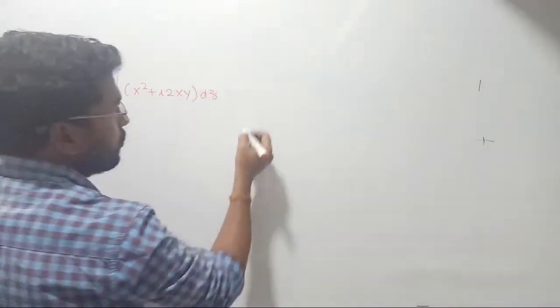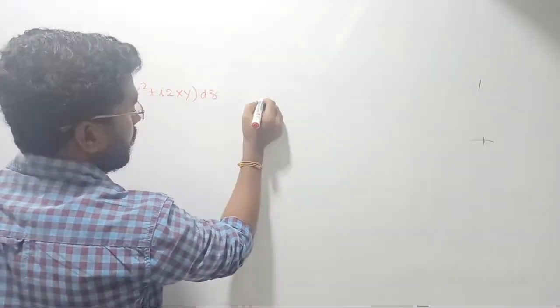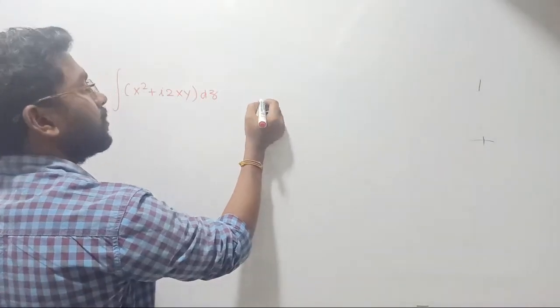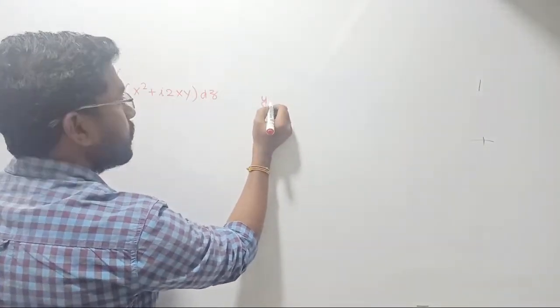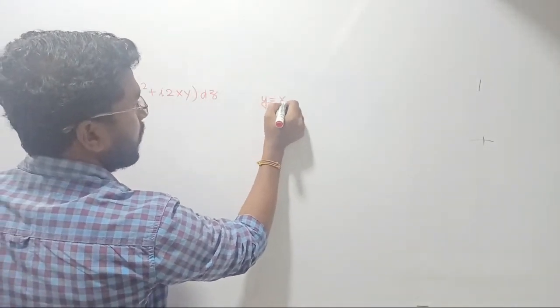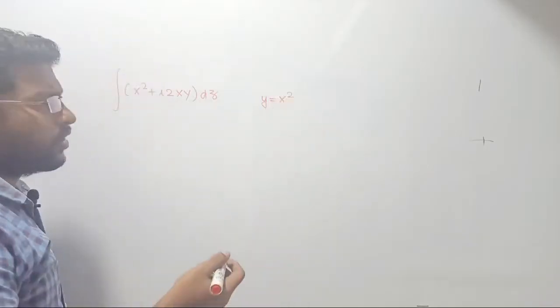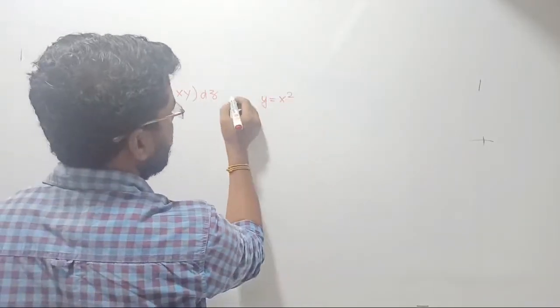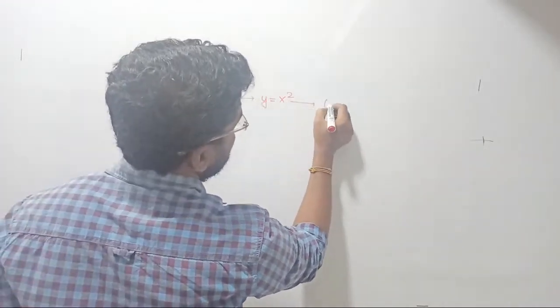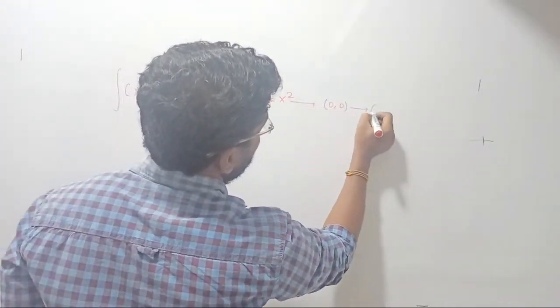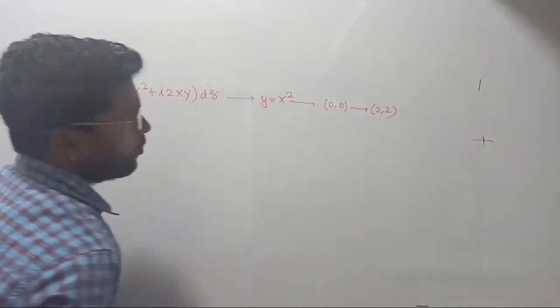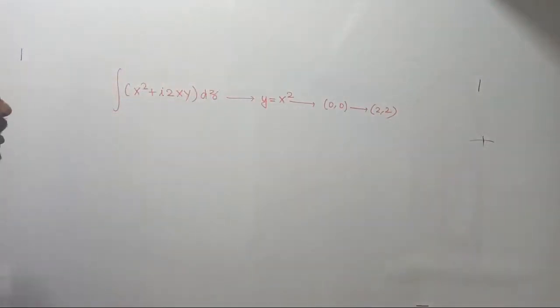Now they said it's following a parabolic path. What shall we consider? Y is equal to x square, shall we take that? Let us consider it, because in parabolic we have 4 types of curves. Let me consider it's following this path with the limit, from 0, 0 to 2, 2. This is the question. Shall we proceed?